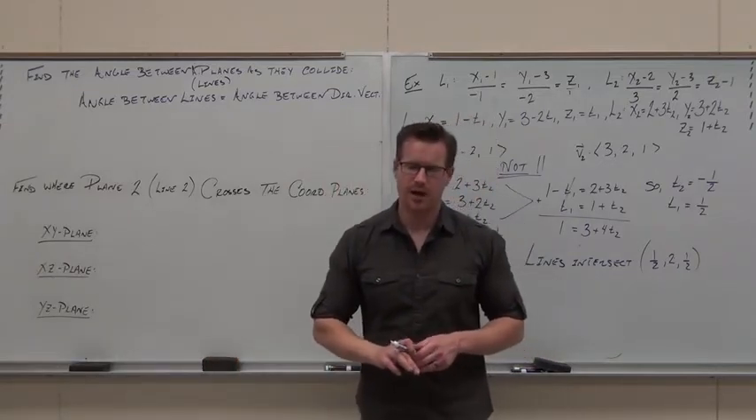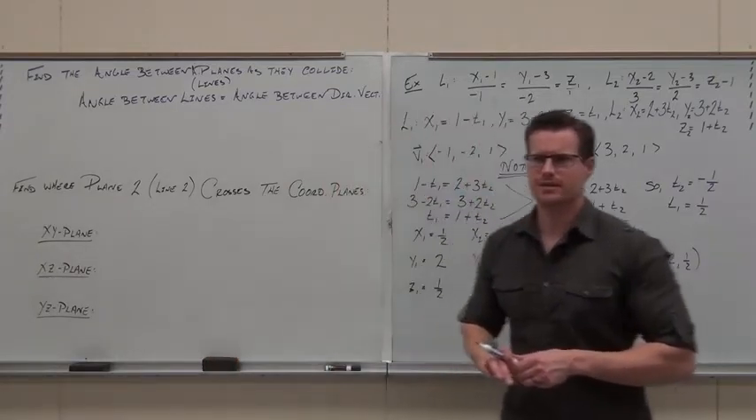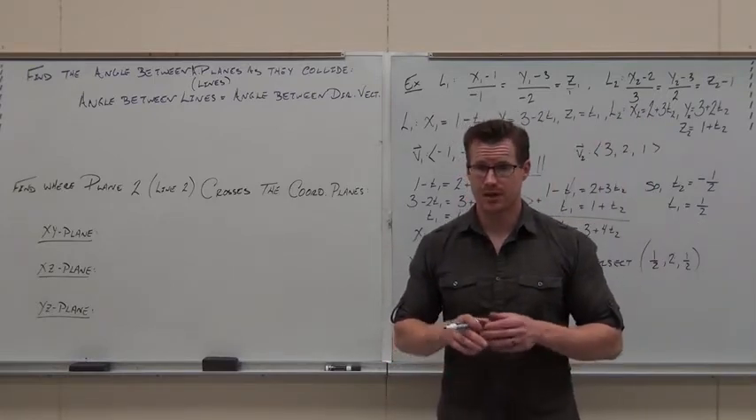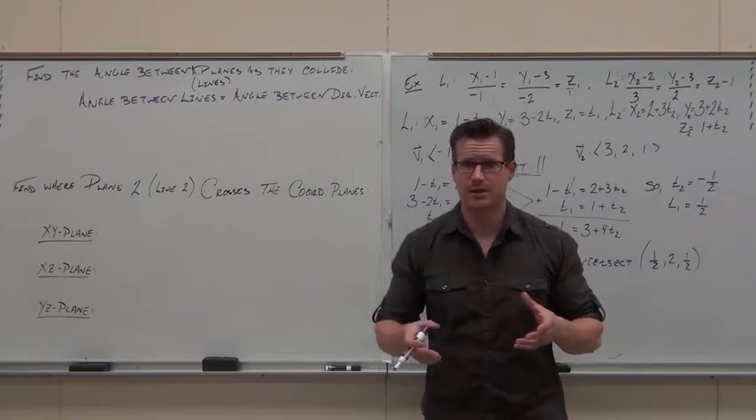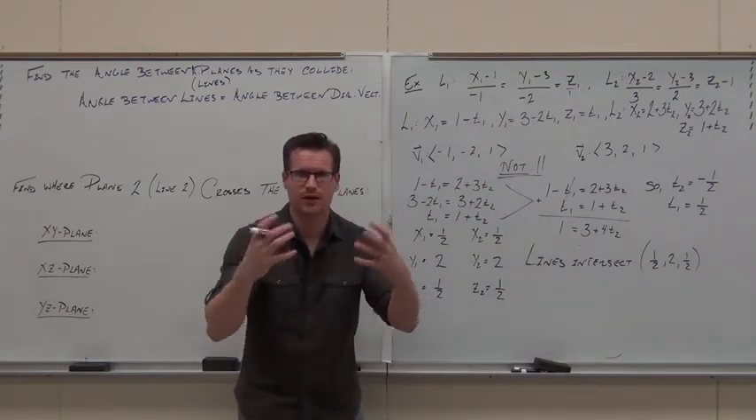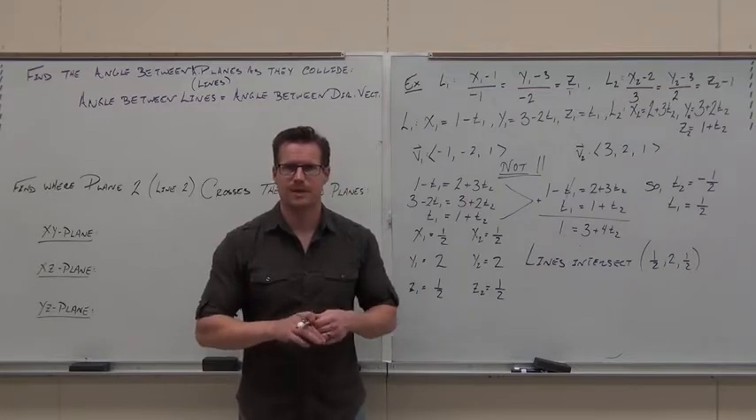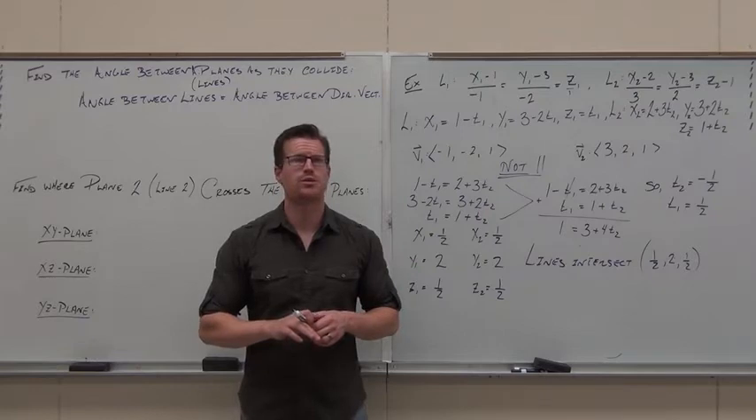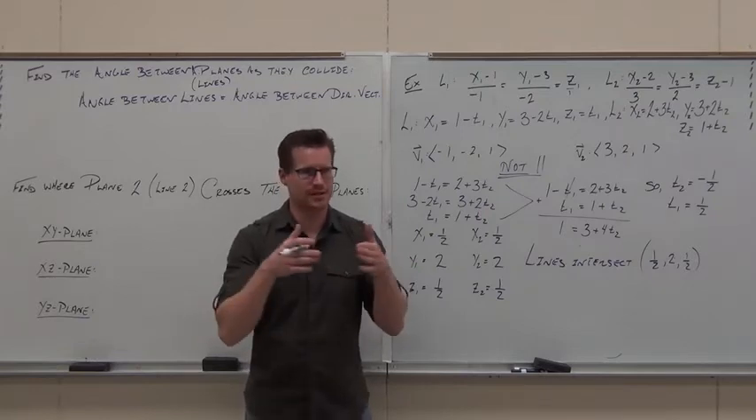How many of you right now, given these lines, can you tell me the vectors that give us the direction of these lines? Specifically, come on, quickly, what's one vector? Can you tell me the other vector? Can you find the angle between those two vectors? Then you will have found the angle between these two lines as they intersect.